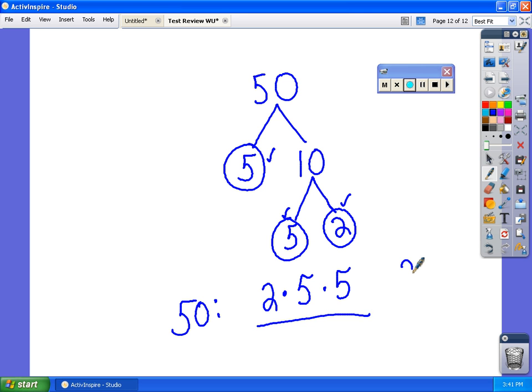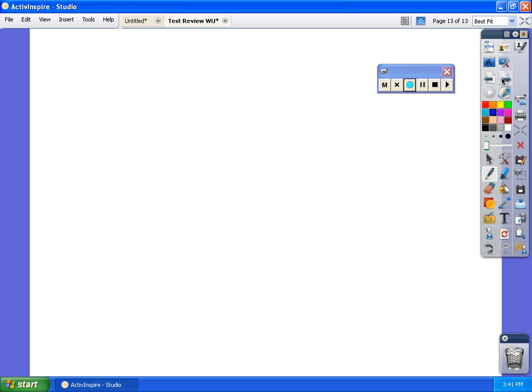Some people also can write it as 2 times 5 squared. But it's actually better. You'll see why later, why it's better to do that. So let me give you another example. Let's do the prime factorization of 120.